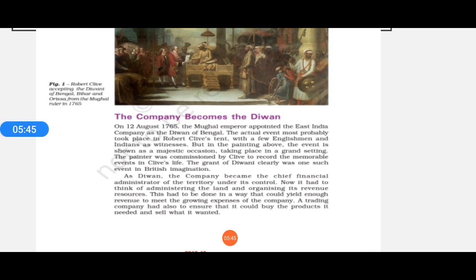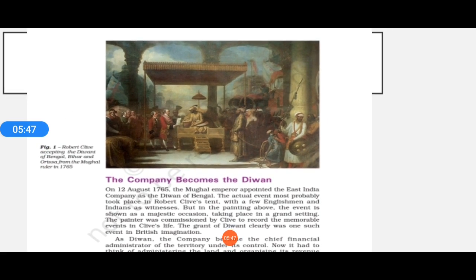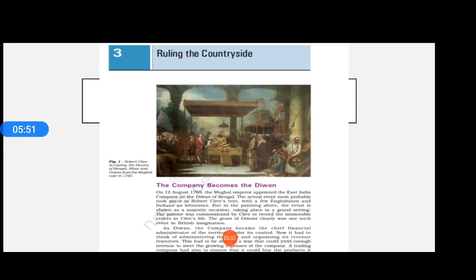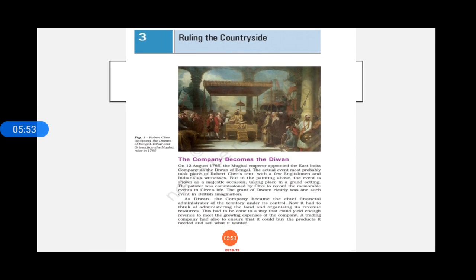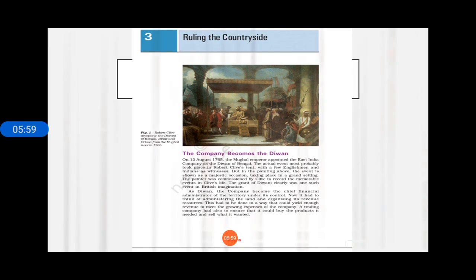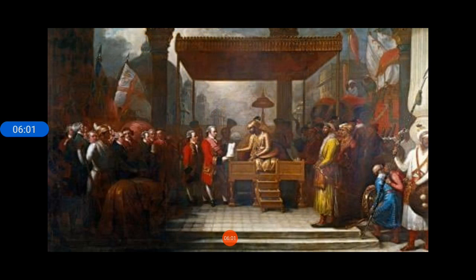This was the scenario when the Britishers came to India only as traders. They used to purchase goods from India and they used to import gold and silver to India.